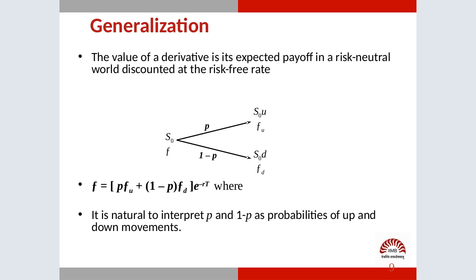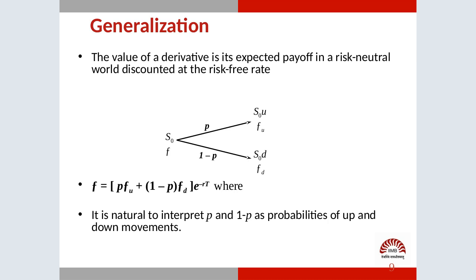The value is going to be S naught times e to the power of RT. Both are the values of ST. So therefore, that means that S naught exponential RT is equal to P times S naught U plus 1 minus P times S naught D. So this equation is satisfied.